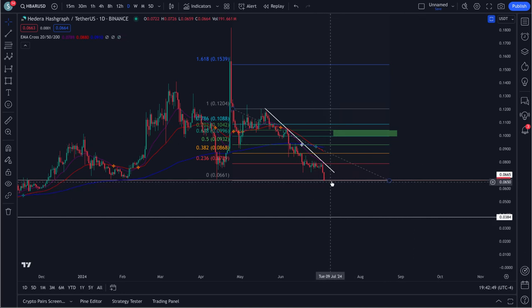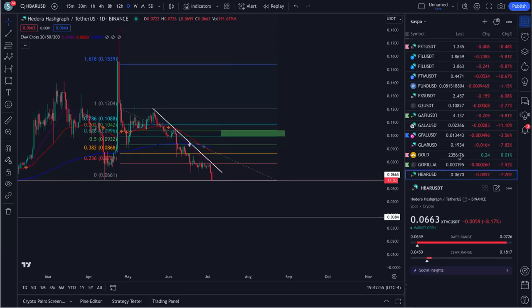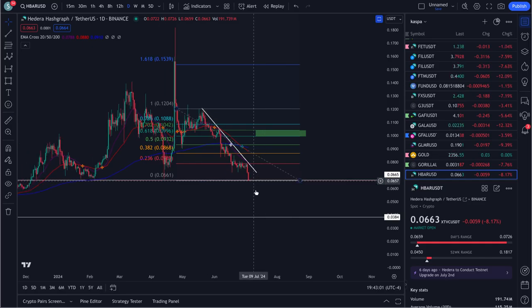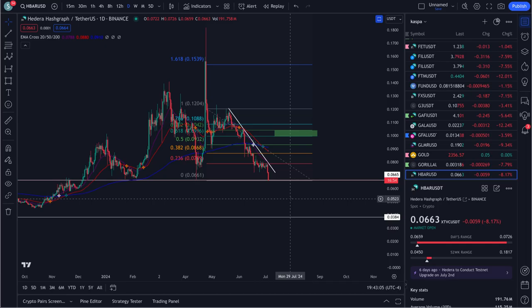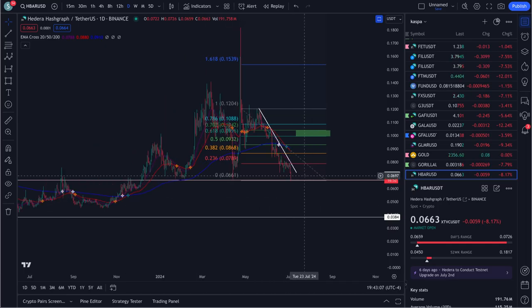We'll see if it holds here. That would be huge. That's about 0.066. I'd like to see it hold that area right where it's at right now. I don't want to see it lose that. If it does, it might wick a little bit below there, but I don't believe we're going to see this down here. Not yet. I think we've got one more big push to the upside coming.